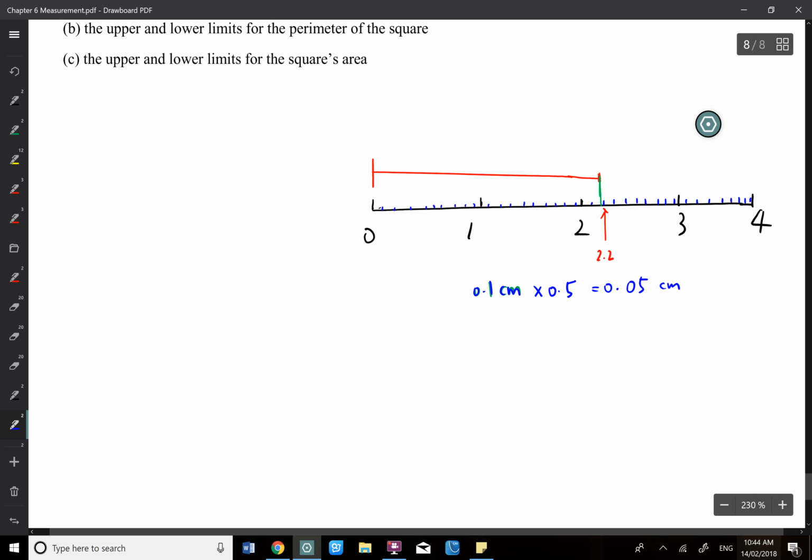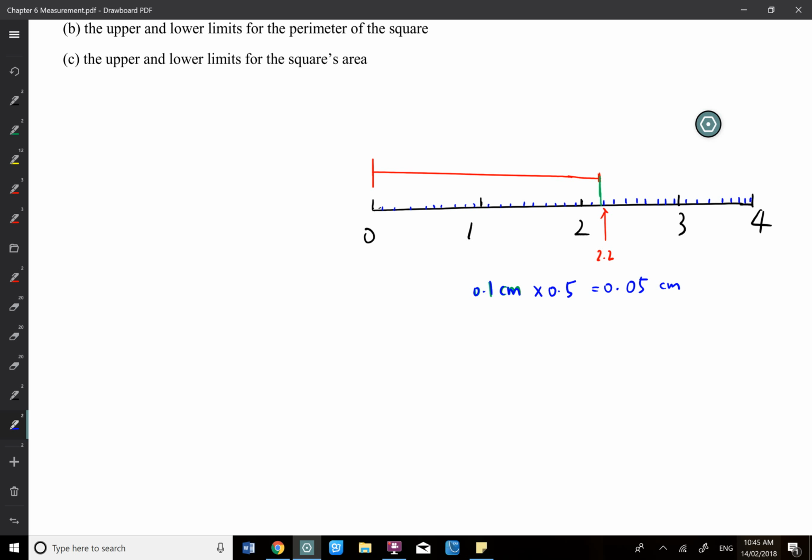From the value you read, you can go left by this much and right by this much. That's the actual length of this object. I don't know, because I can't measure. I don't have a really accurate thing to measure it, so I can only give you a range of the length. That's the smallest unit times 0.5. From your measurement value, you go left by this much and right by this much, and the range will be the boundary. That's called the limits of accuracy.